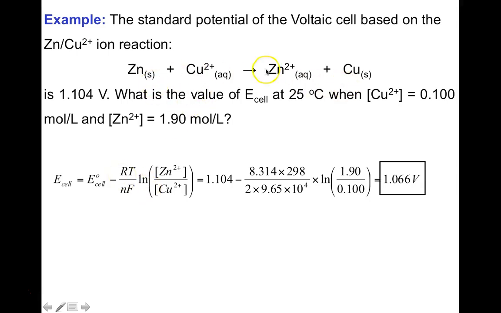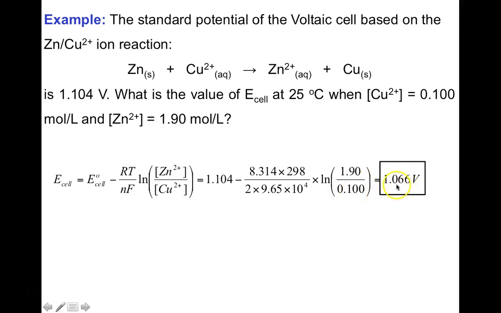So when we look at constructing the expression for Q, it's always going to be products over reactants, but we don't need to include the solids. So in this case, the expression for Q will be the concentration of zinc divided by the concentration of copper 2+. And that information is given to us. So plugging everything in, our standard cell potential, 1.104 volts, minus R times the temperature, 298.15 K, divided by nF, multiplied by log of the zinc ion concentration divided by the copper ion concentration.